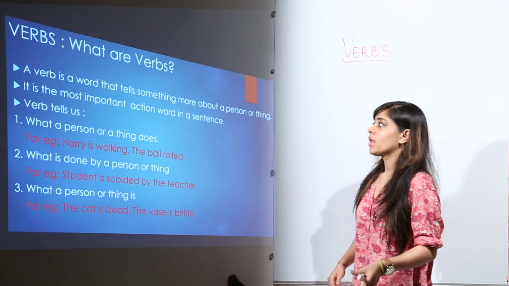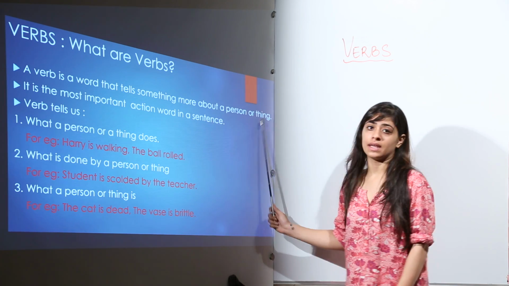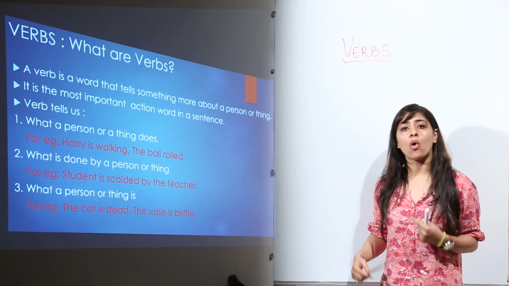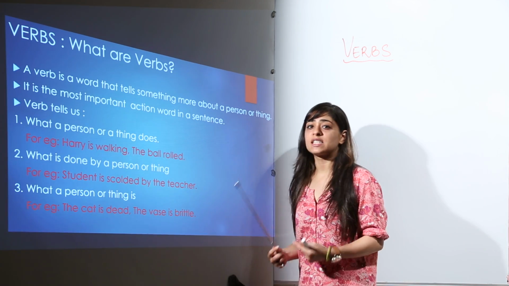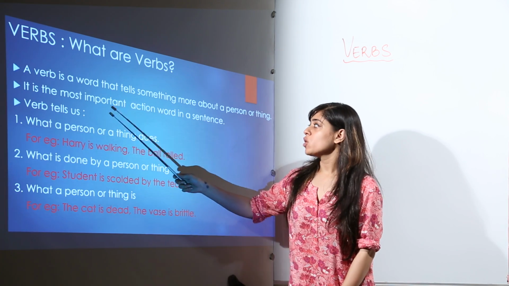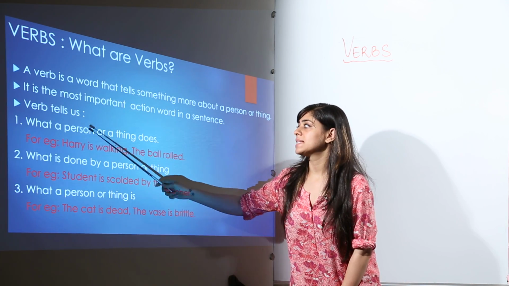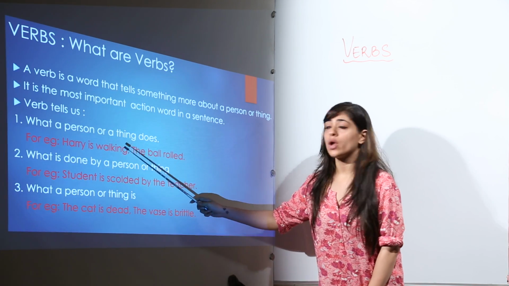What are verbs? A verb is a word that tells us something more about a person or thing. That means it explains something more about a noun. It generally explains what action the noun is doing. It is the most important action word in a sentence. A verb tells us what a person or a thing does.